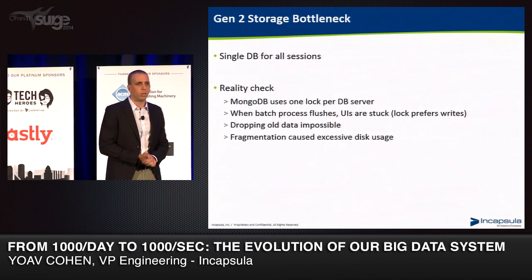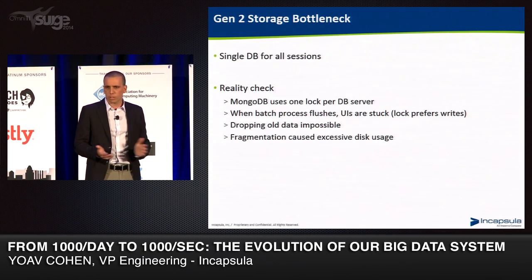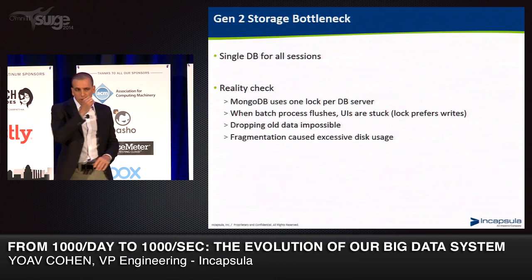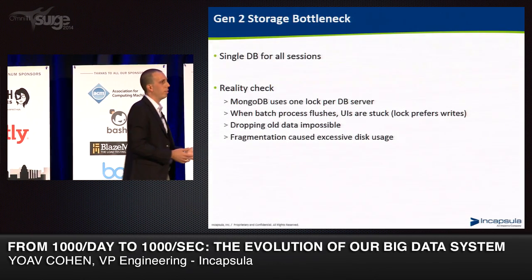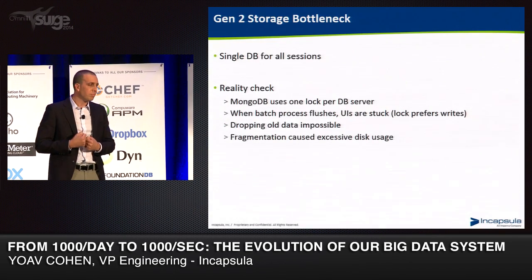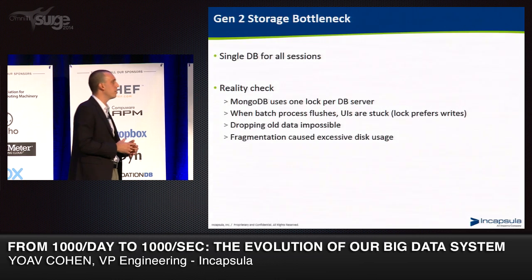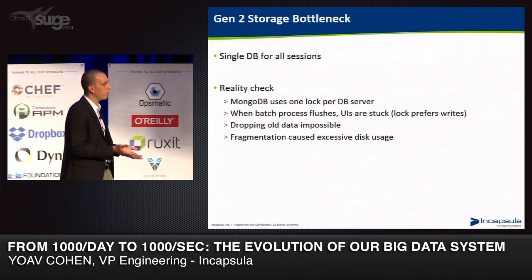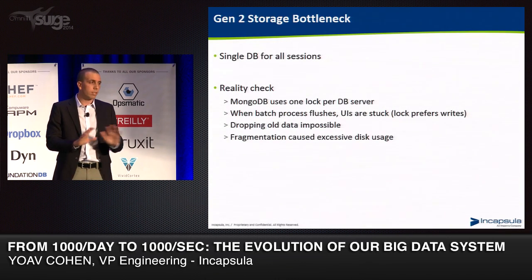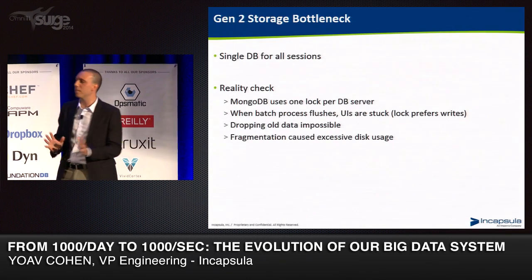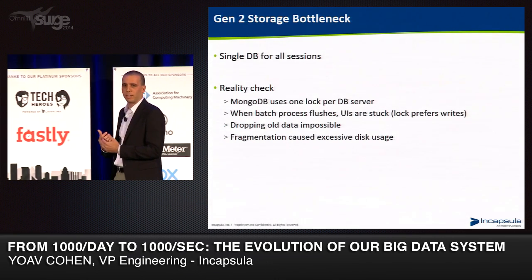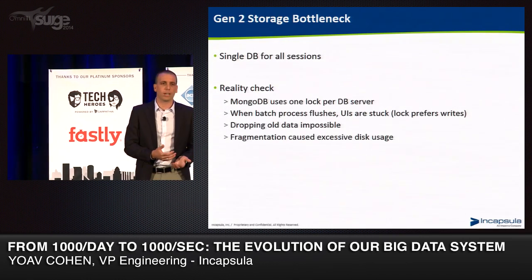Dropping old data was practically impossible because we had to go over all the objects, all the sessions, and for each one of them, check if they're old enough, for example, older than 90 days, and delete them. In addition, deletions in MongoDB do not reclaim disk space. You have to compact the database, which makes perfect sense, okay? It makes perfect sense, but it's a problem. And if you don't know that in advance, and you're already in production, it's a very big problem.